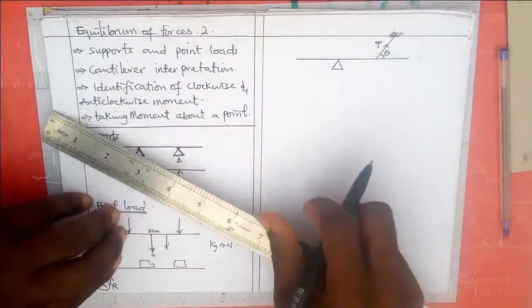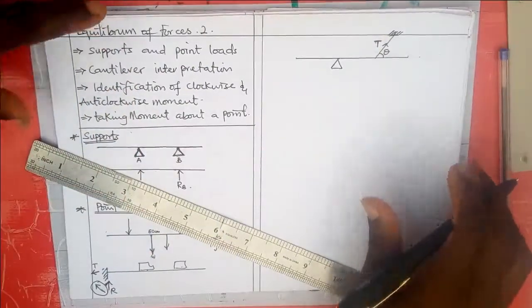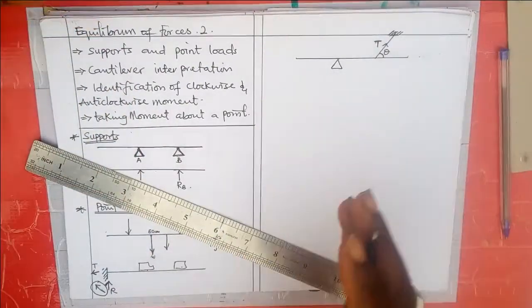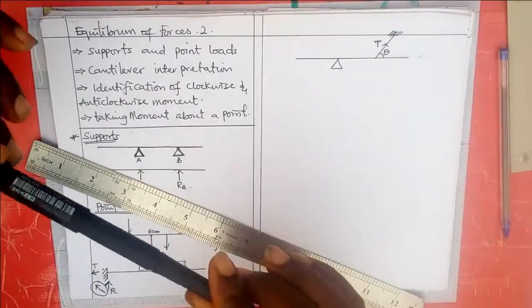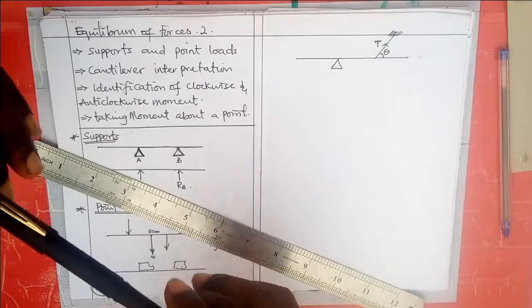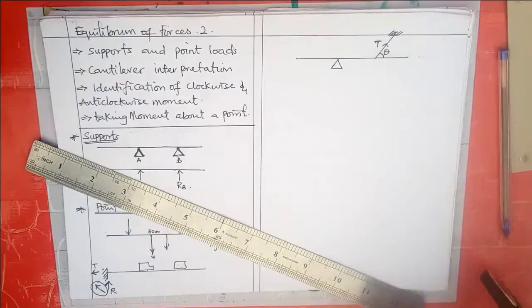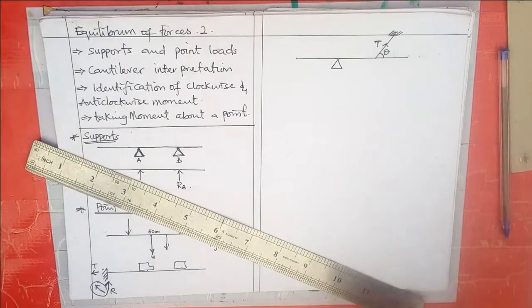We started talking about equilibrium in the last class. I discussed the definition of equilibrium and when a body is said to be in equilibrium. We gave the types of equilibrium: static equilibrium or dynamic equilibrium. Then we also defined equilibrium based on the stability of a body. We talked about stable equilibrium and unstable equilibrium.